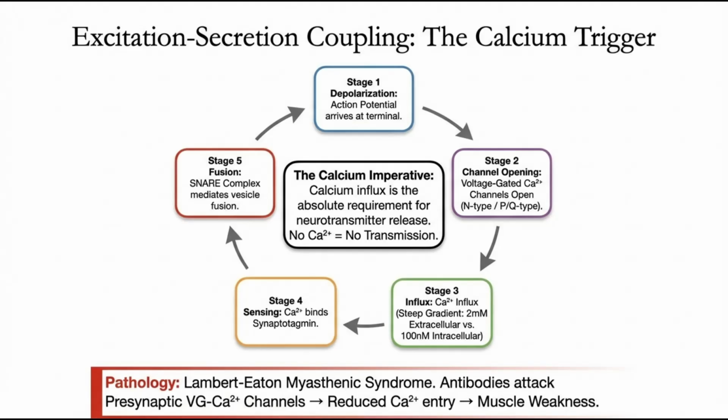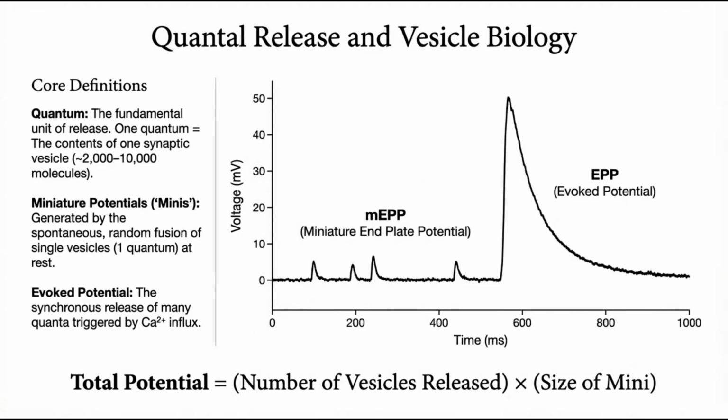Let's go to slide 4, quantal release and vesicle biology. This sounds a bit like quantum physics. Quantal release. It does, but it's a biological concept. It was discovered by Sir Bernard Katz in the 1950s, a Nobel Prize-winning discovery. He noticed that neurotransmitters aren't released as a continuous stream, like water from a hose. They come in discrete packets, or quanta. And one quantum equals the contents of one vesicle. Exactly. One quantum, the contents of one synaptic vesicle.